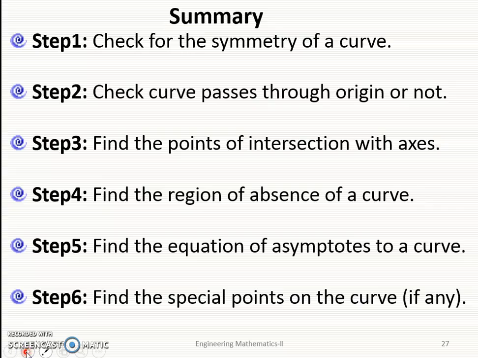Now we summarize all the results. So step number 1 is check for the symmetry. Step number 2, check out whether that curve passes through origin or not. And if that passes through origin, then find out the equation of tangents. Step number 3, find the points of intersection with axis. Step number 4, find the reason of absence of a curve. Then find the equation of the asymptotes to the curve and find the special points on that curve.